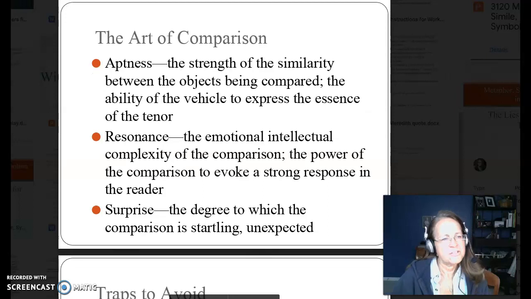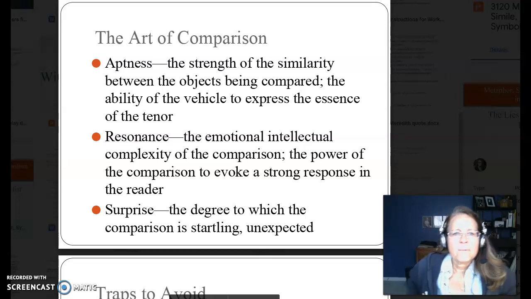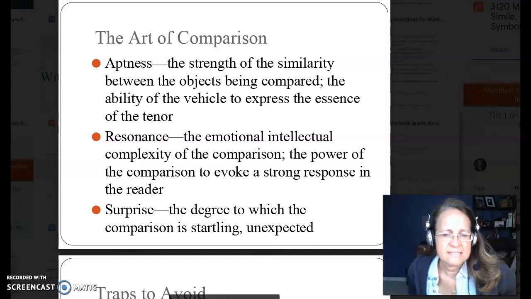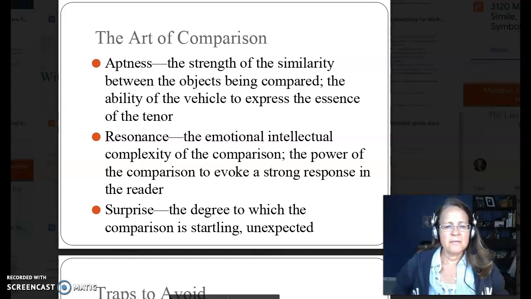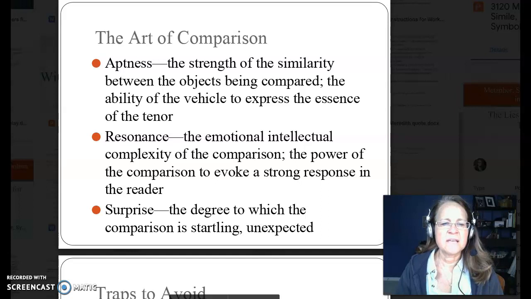So how can we measure the art of comparison? What words might we use to gauge whether a comparison is working effectively in a poem? Well, one term we might use is aptness. And I have used this term in my comments to a lot of your poems. I have said a particular comparison or metaphor is apt.